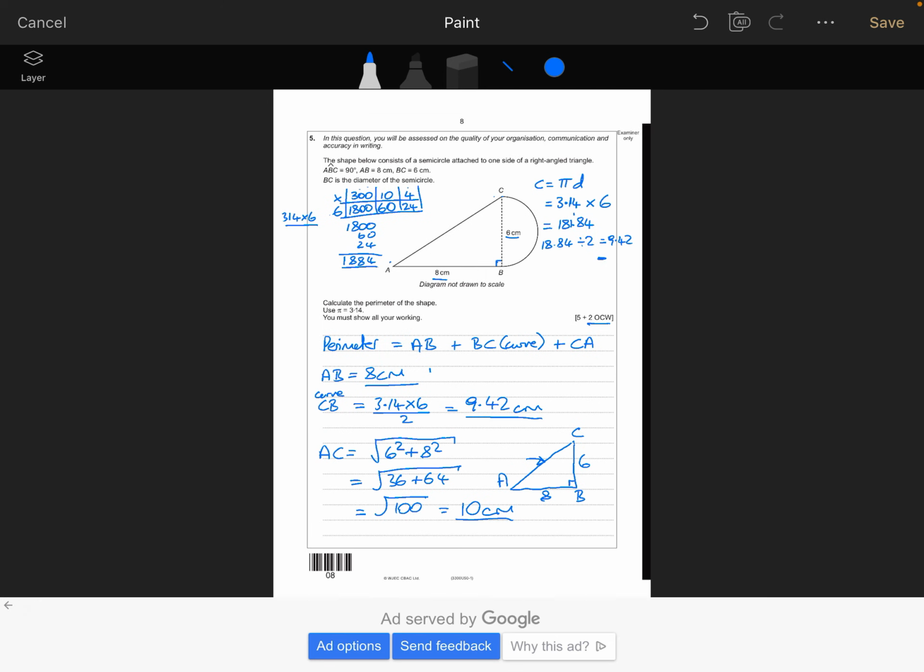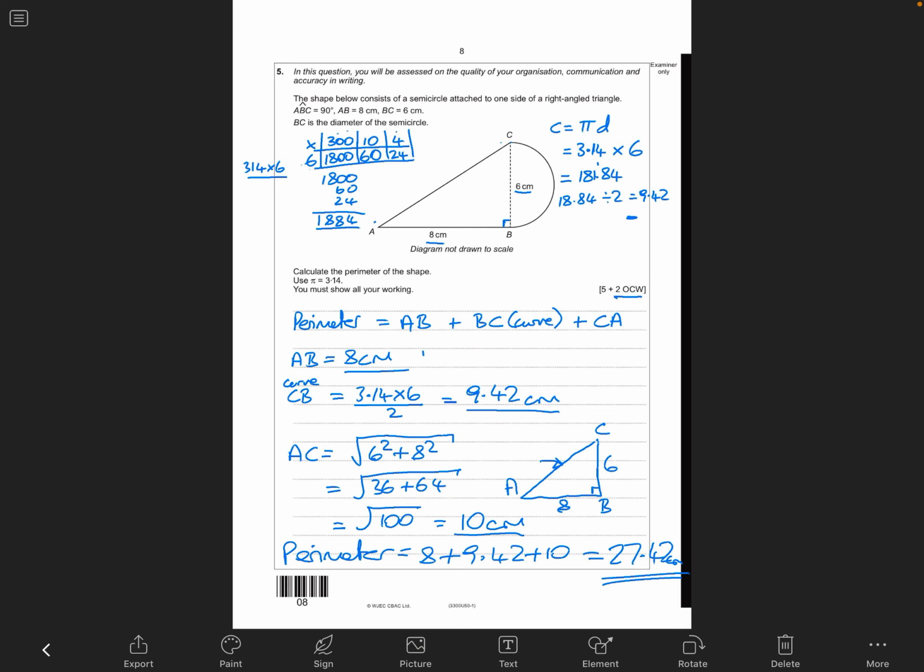So we've now got our 3 lengths, and finally perimeter is equal to 8 plus 9.42 plus 10, which is equal to, and you could use the column method to work that out, but you might be able to work out that's 18 plus 9.42, which is 27.42 centimeters. Okay, so I've laid it all out, and I think that's more than sufficient to get the marks. I think probably I've overdone that, but the calculation should be like that. Okay, let's move on.